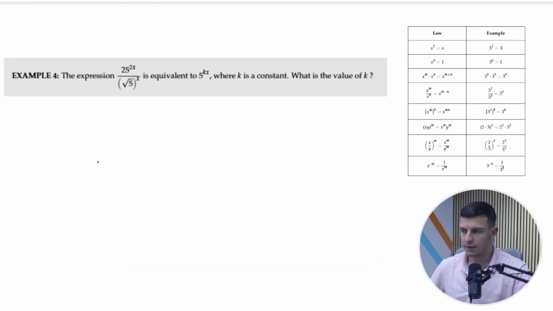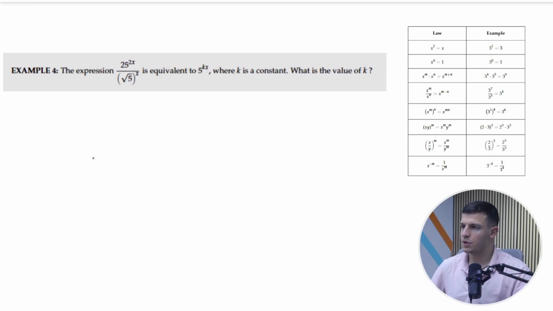All right, let's continue. The expression 25 to the power of 2x divided by square root of 5 to the power of x is equivalent to 5 to the power of kx, where k is a constant. What is the value of k? Okay, now this might seem a bit of a complicated question, but again, in all of these questions, we just have to apply the rules that we know, try to further simplify it. Okay, so let's see what we can do.